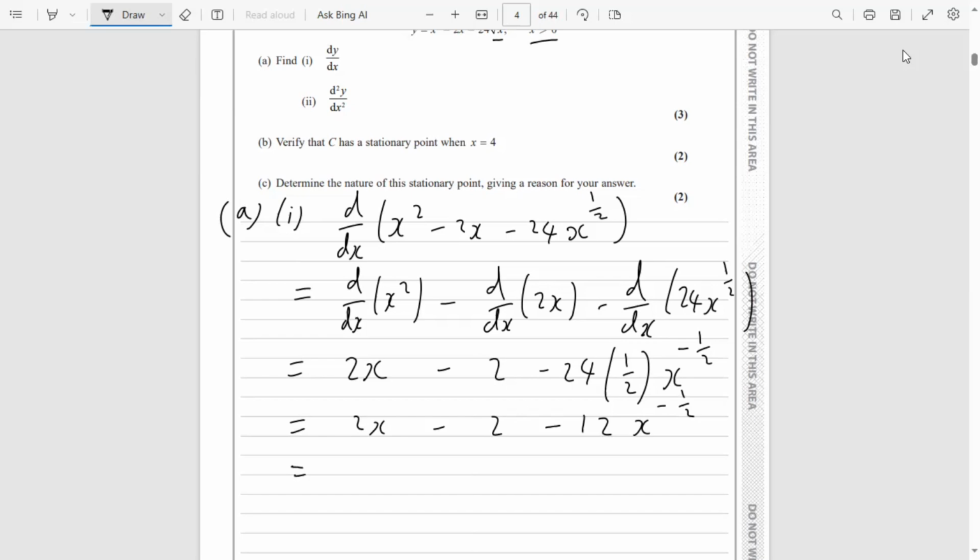If you really wanted to, you could actually write it like this. So 2x minus 2, and then what you could do is write minus 12, and then x to the power of negative half. Let me just try and squeeze this up here. So x to the power of negative half.